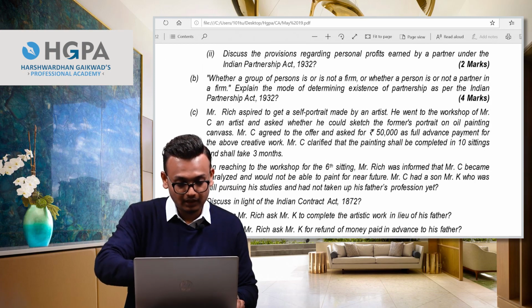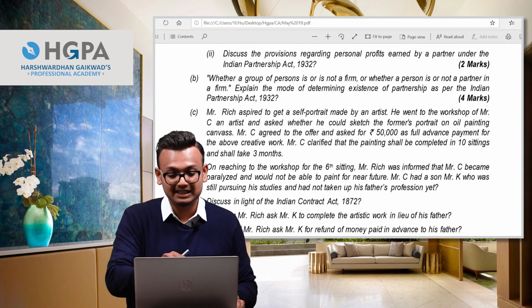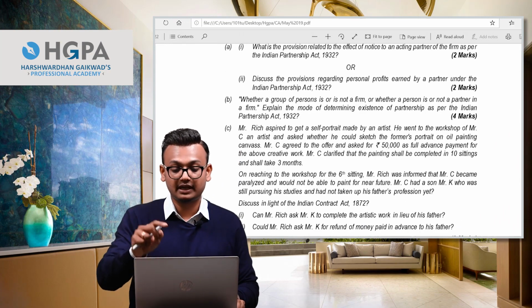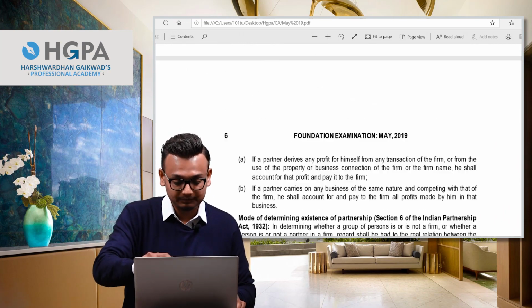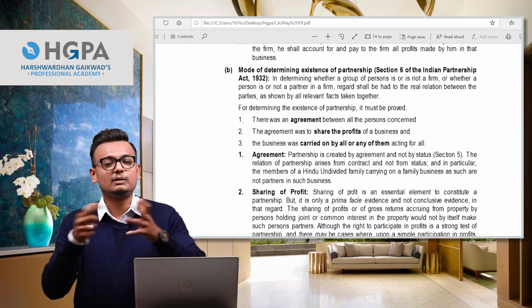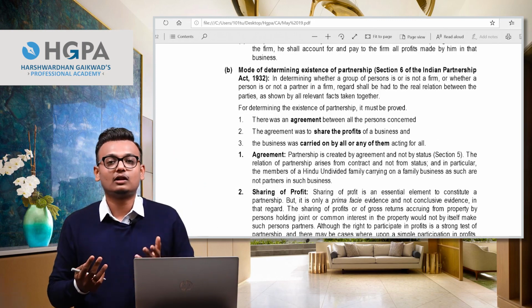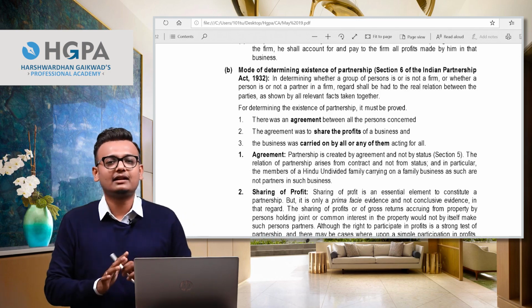See this question: whether a group of persons is not a firm, or whether a person is not a partner. Explain the mode of determining the existence of partnership as per the Indian Partnership Act. People are saying, now tell the existence. Now as we all know, existence has 3 types. First of all, there should be an agreement, there should be profit sharing, and then last is what? The business must be carried on by all, or any of them acting for all. These 3 points should come in your answer, and in each point write 2 lines, that is more than enough.